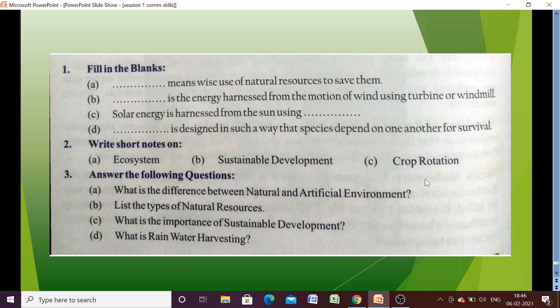Now what is the importance of sustainable development? Already we have discussed the importance of sustainable development, that it reduces wastage. Okay, and healthy food is an importance, then manage climate change, abundance of resources, sustain biodiversity. These are the importance of sustainable development. Then what is rainwater harvesting? Again, this is an example of our sustainable development.